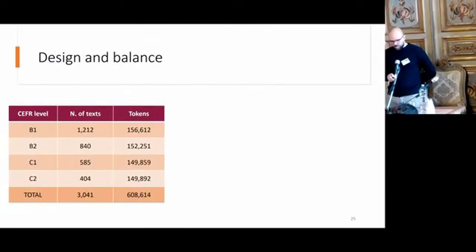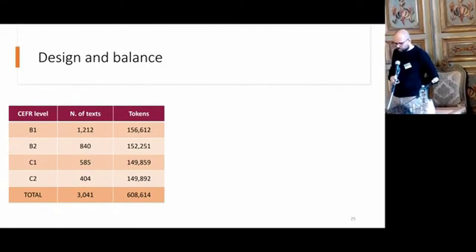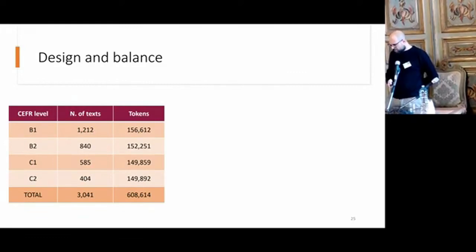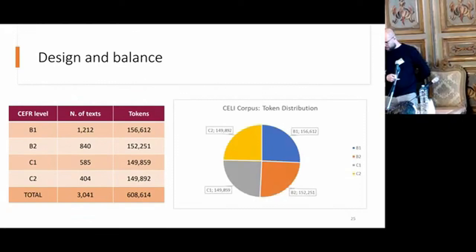So moving on to the design and balance, as said, this corpus is a little bit over 600,000 tokens, divided equally into four levels. But in order to reach 150,000 tokens for the B1 level, we had to include over 1,000 texts, over 800 for B2, over 500 for the C1 level, and over 400 for the C2, for a total of over 3,000 texts. This allowed us to have a balanced design in terms of tokens and a pseudo-longitudinal design, as each text was produced by a different learner.